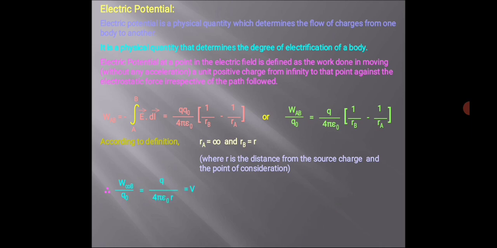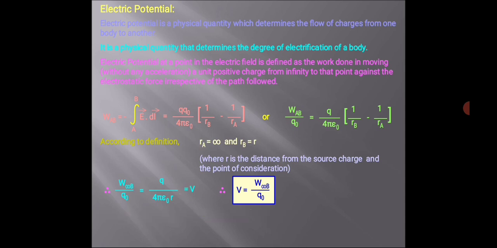Therefore we can write work done from infinity to b upon q naught is equal to q upon 4 pi epsilon naught r, is equal to V. Therefore V is equal to work done from infinity to b upon q naught. And finally we can have the SI unit of the electric potential also, that is joule per coulomb or volt or Newton meter per coulomb. So this is the unit of electrostatic potential, and the formula we can have 1 upon 4 pi epsilon naught q by r, that is written above.